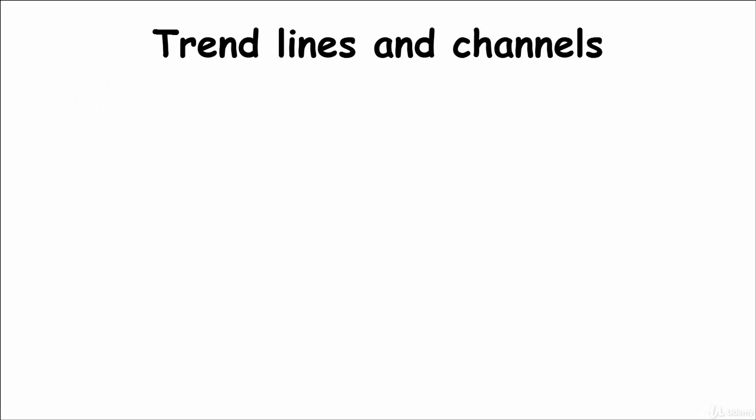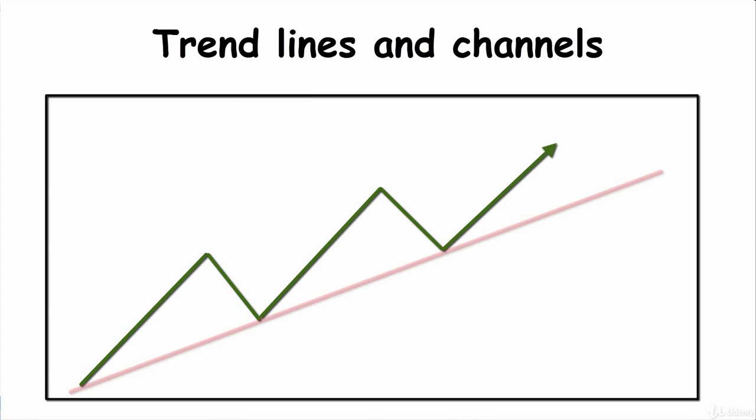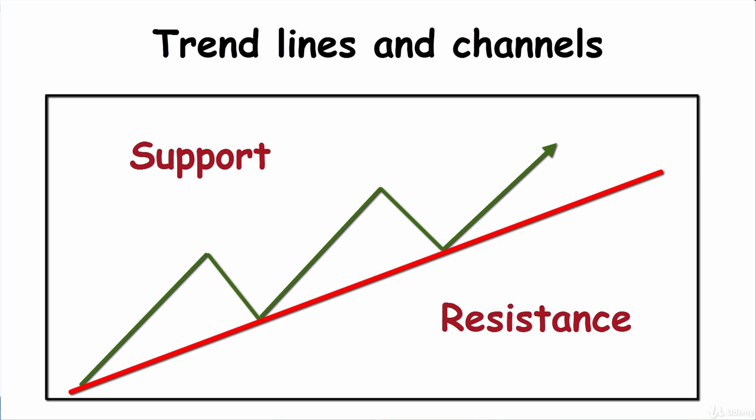In the previous two lessons, we talked about trend, and the logical continuation of that lesson is trend lines and channels. The trend line represents a line that is obtained by connecting at least 2 points within the existing trend. The trend line represents support and resistance levels.